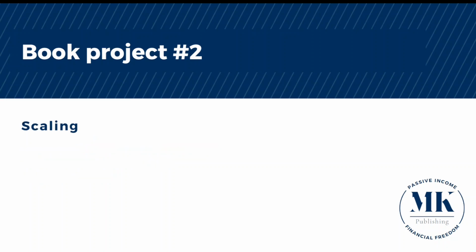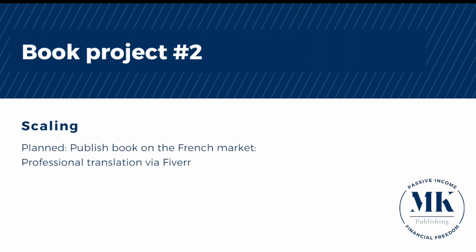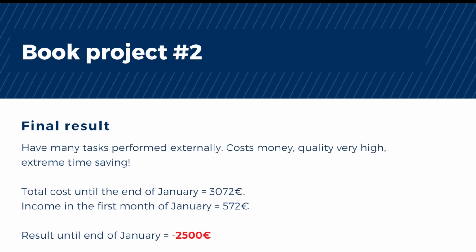Then the last part is again scaling, but as I mentioned, the book was just published in January 2023. So I didn't scale yet, for example by translating the book into different languages, but I plan to publish the book on the French market. And this time I am looking for a professional translator through Fiverr, which will cost me around $100 to $150. So the final result, very interesting.